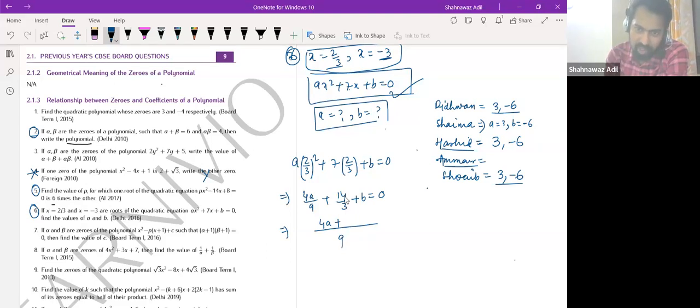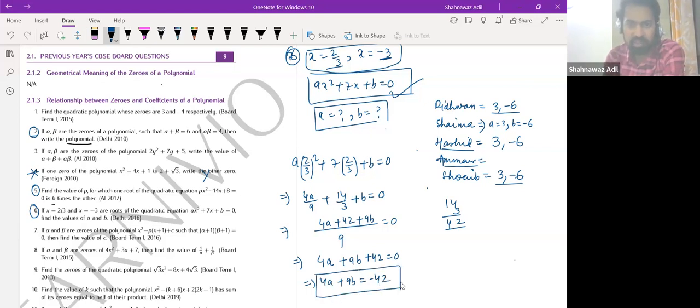So how much is 14 times 3? Yeah, my table is not good. So this is 9b, and then this is 0. Which means that we have got this equation: 4a plus 9b plus 42 equals 0. So this is 4a plus 9b minus 42. This is one equation that we are getting, right?